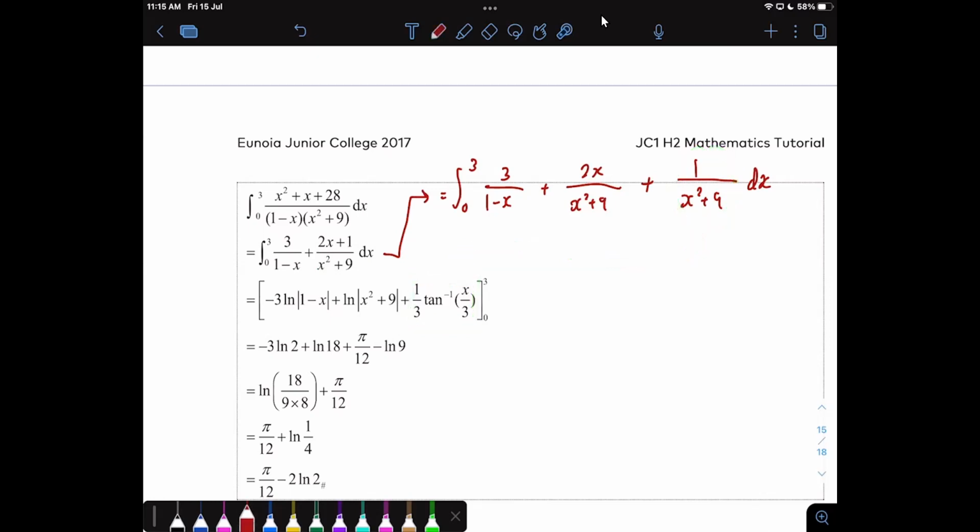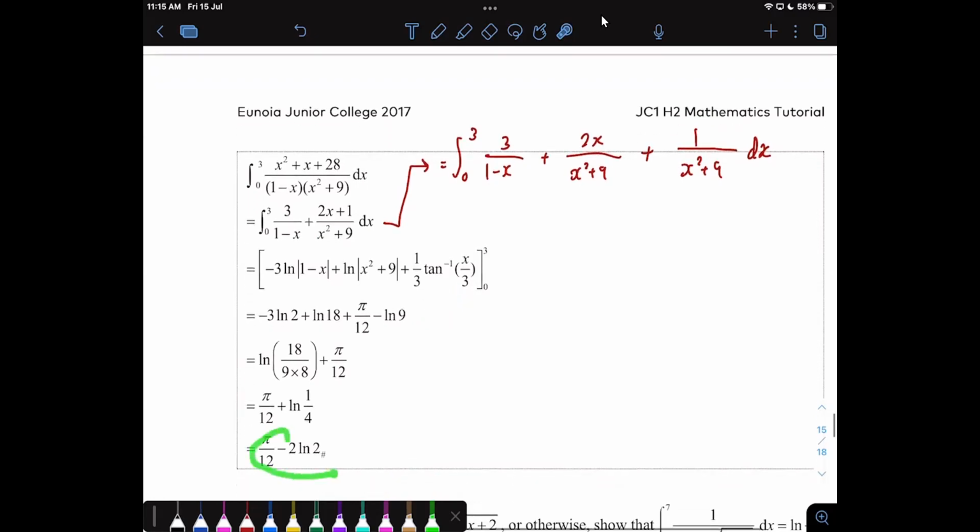Okay, good. Then after that, you just need to sub in the upper and lower limits. Then you'll get this. Do you need me to show you? Don't need. Okay, you try on your own. Then you see whether you can get the same answer as them. You eventually simplify back to pi over 12 minus 2 ln 2.